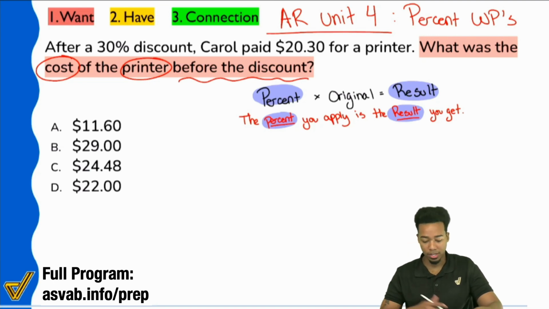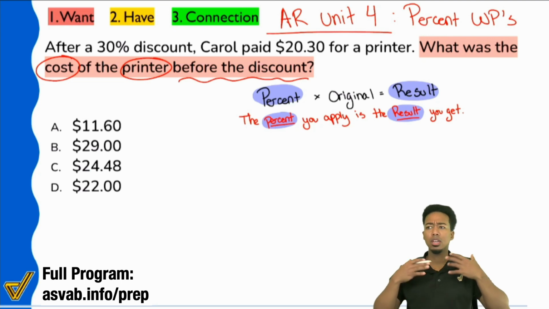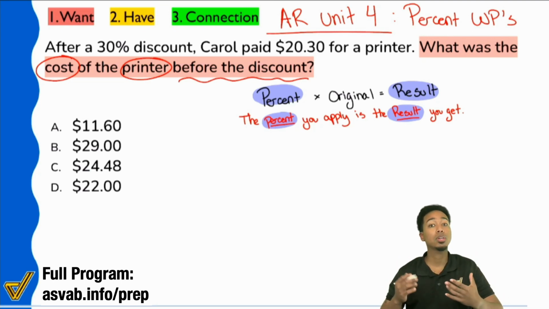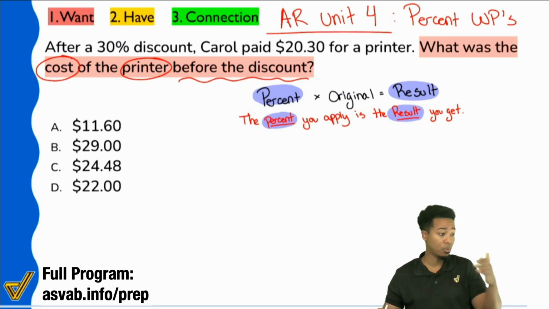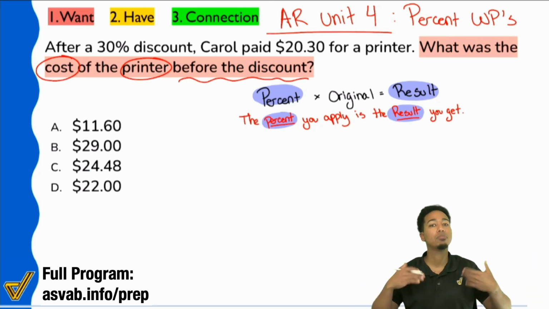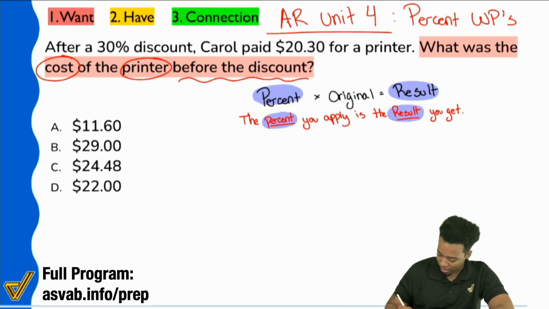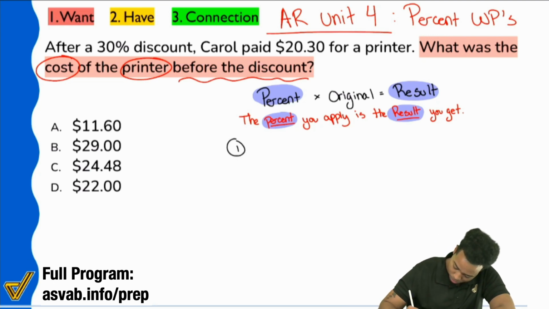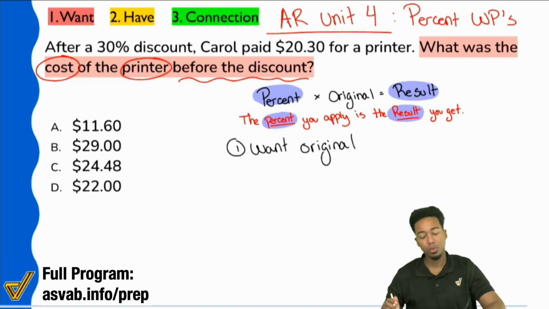So again, just use some intuition here. When you read, how much was this before the discount? You're looking for the original price. The original price before the discount. So let's go ahead and highlight that there. That's what we want. We want the original price.